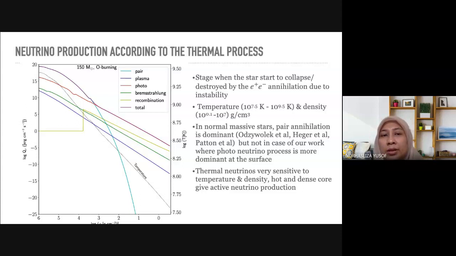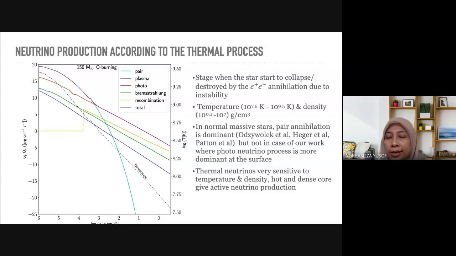Here, the red one is at the surface. Why is it important at the surface? Because the surface is where the neutrinos will run through to our Earth. This is the one that we are able to detect, right? So from here, we can see that the photoneutrino process is very sensitive to the temperature and density, and a hot dense core gains a lot of neutrino production.